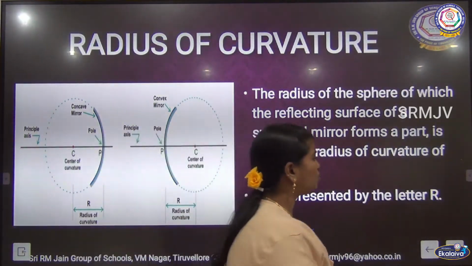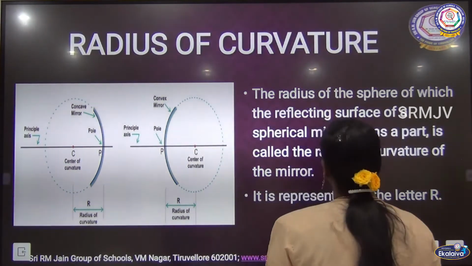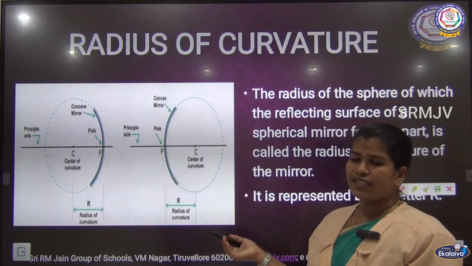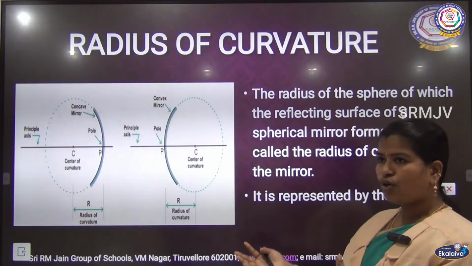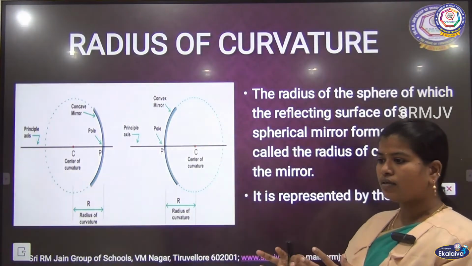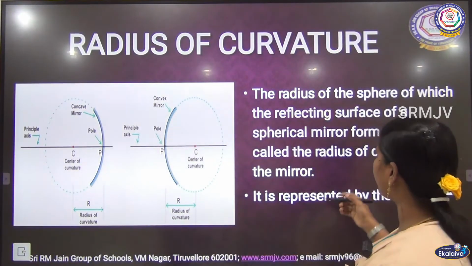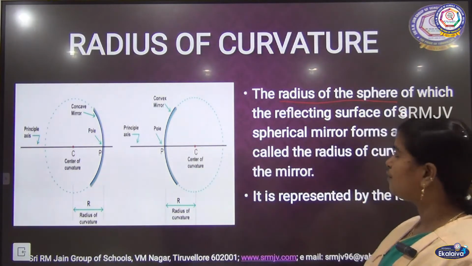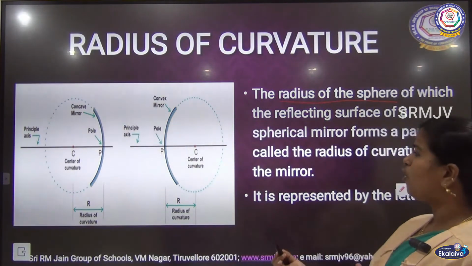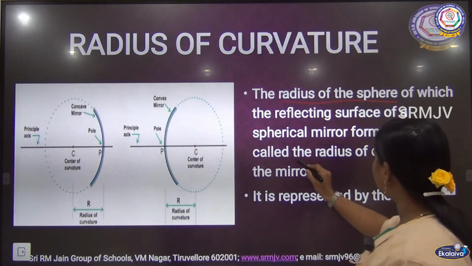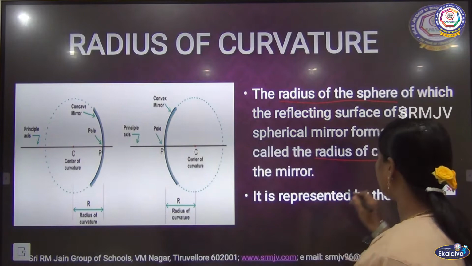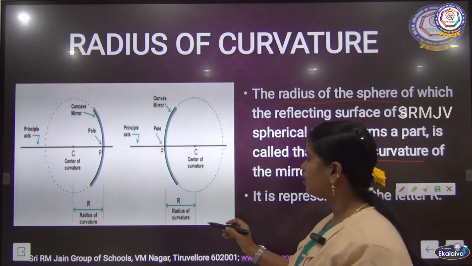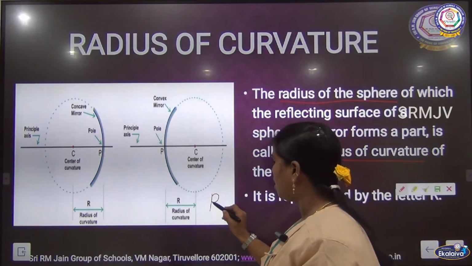Next is the radius of curvature. Radius of curvature and center of curvature are somewhat similar. The radius of the sphere of which the reflecting surface of a spherical mirror forms a part is called the radius of curvature, and it is represented with the capital letter R.